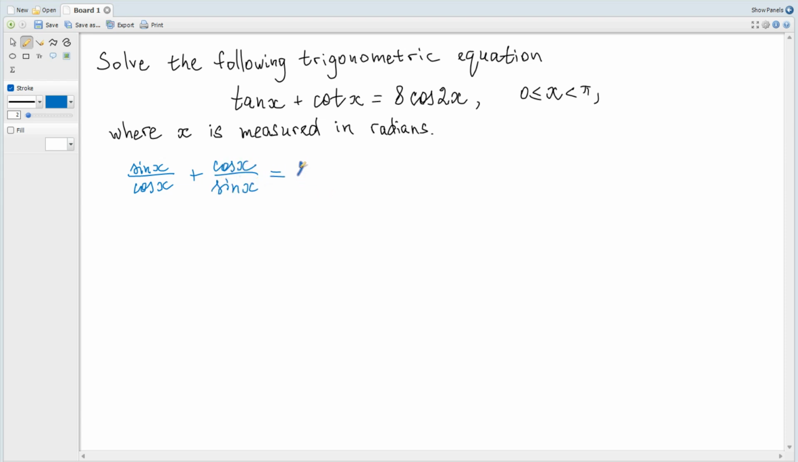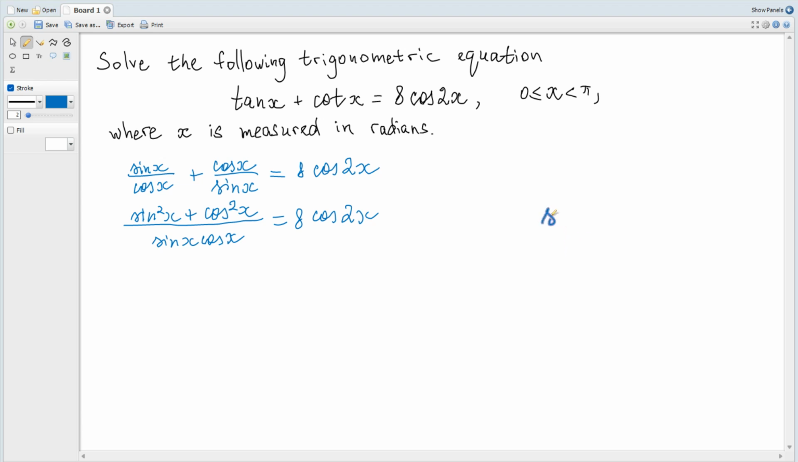the right-hand side. The left-hand side can be rewritten with a common denominator, which is sine of x times cosine of x. So the left-hand side becomes sine squared of x plus cosine squared of x over sine of x times cosine of x is equal to the right-hand side. We know that sine squared of x plus cosine squared of x is equal to 1. It's the main trigonometric identity.